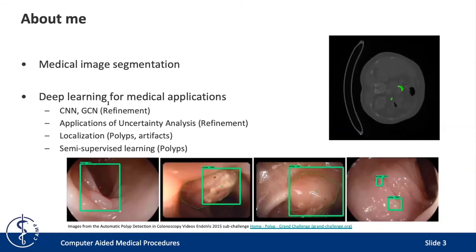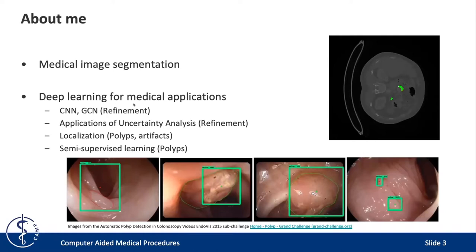Some of the works of my interest in general are medical image segmentation. I like working a lot with this particular topic, but I am also interested in deep learning for medical applications. And I have been playing with CNN and GCN architectures for refinement, and also the application of uncertainty analysis of CNNs for refinement. That is the topic of this talk.